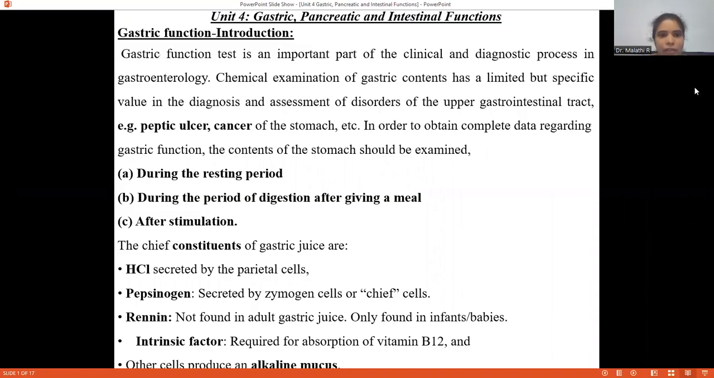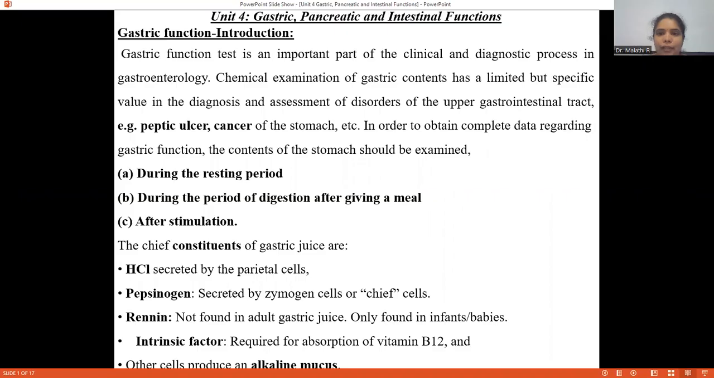The gastric function test is very important for the clinical diagnosis process, especially for pathological conditions pertaining to gastroenterology. The chemical examination of gastric contents has a limited but specific value in the diagnosis and assessment of disorders of the upper gastrointestinal tract, for example peptic ulcer, cancer, and inflammatory conditions of the stomach.